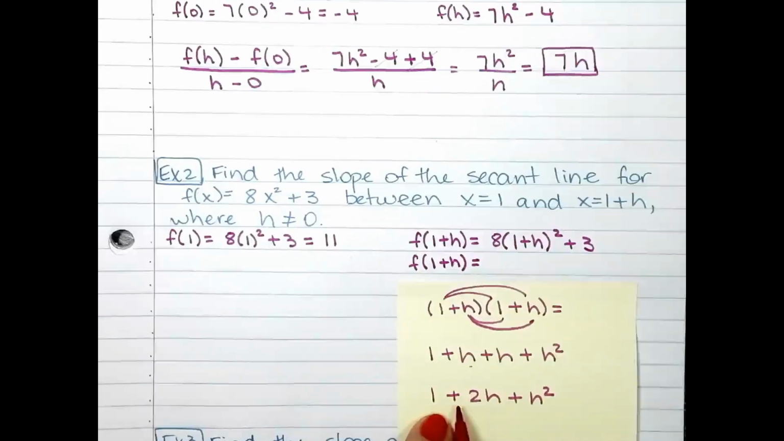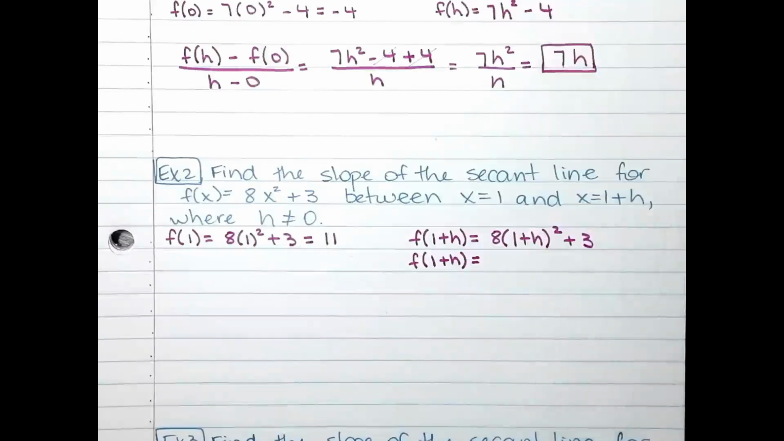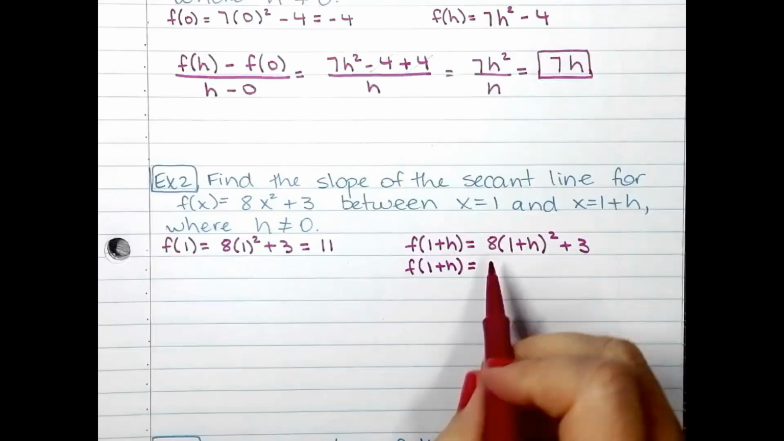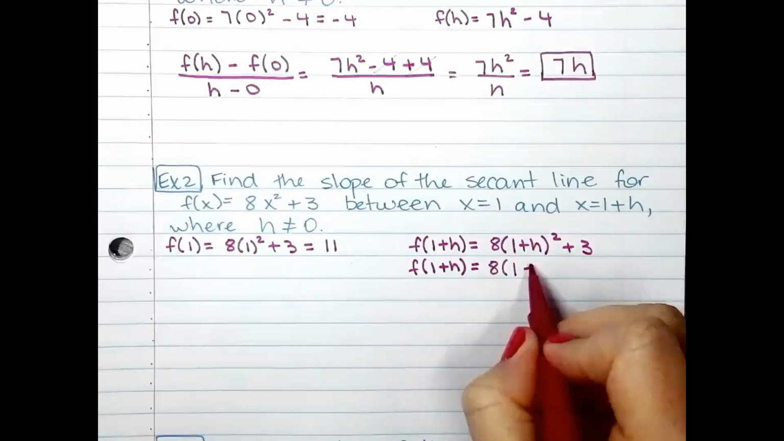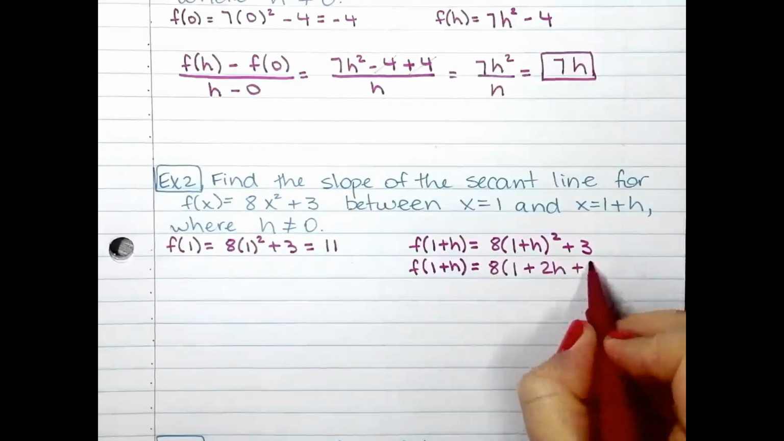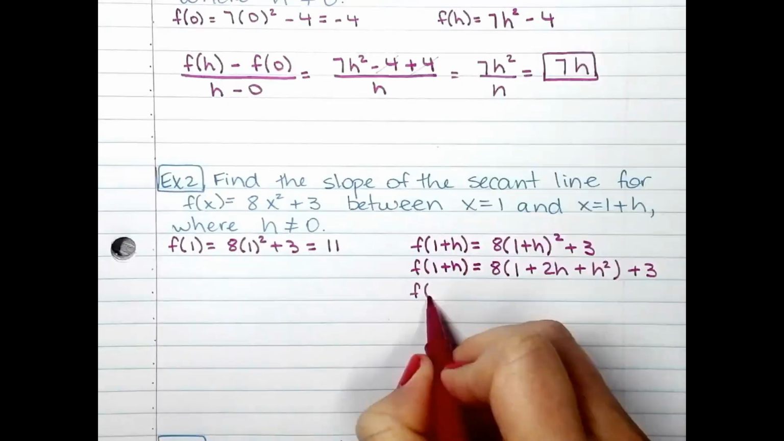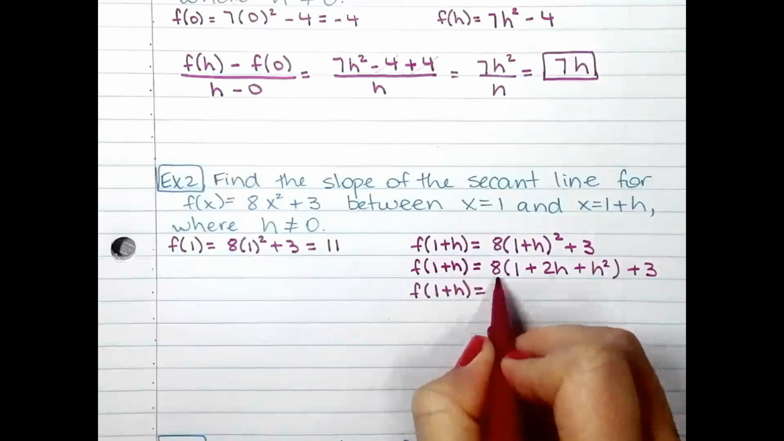If you're in calculus, I would strongly recommend you memorize the expanded form of the binomial. That will save you a lot of time. And in college, you don't have time to be doing that thing. Okay, so 1 plus 2h plus h squared plus 3. We're going to distribute 8 right there.